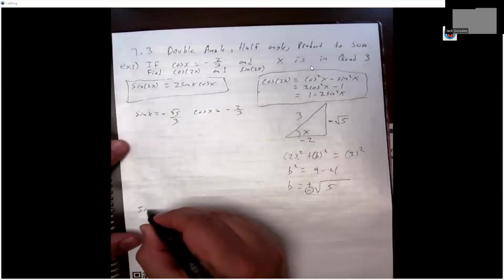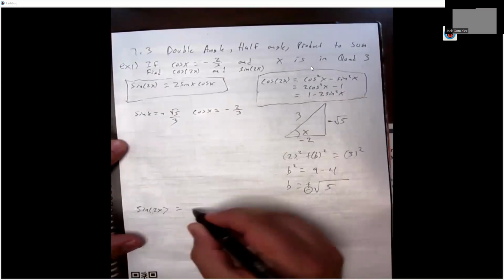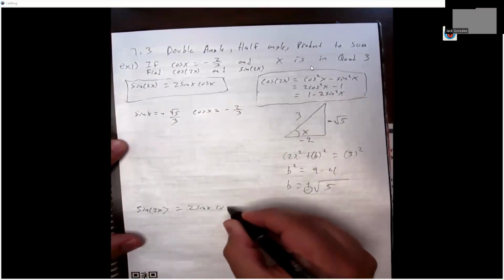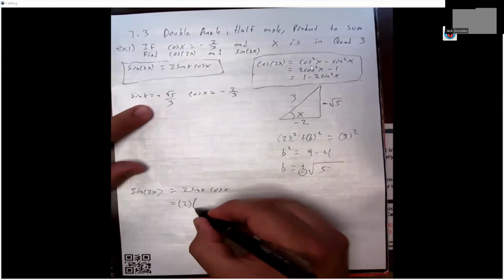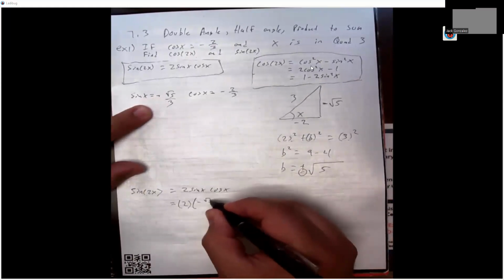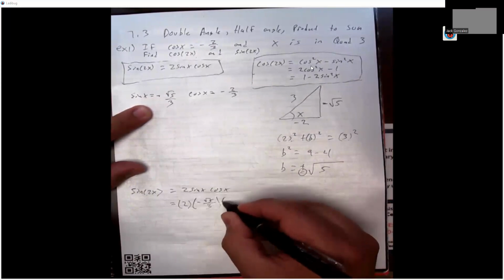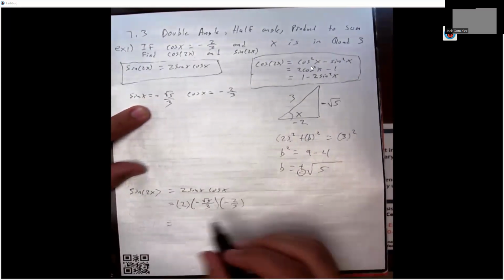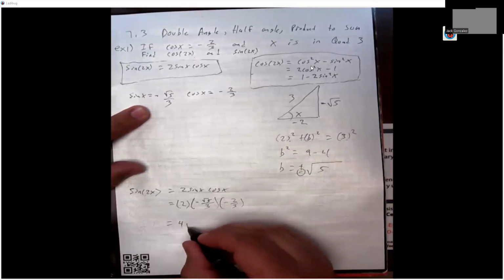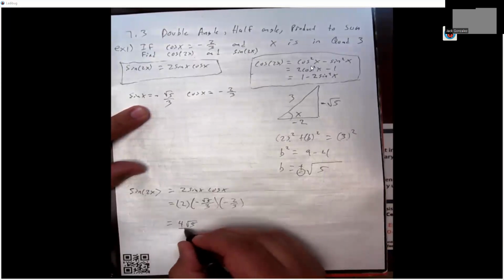So now we can answer the question, right? I'll just go ahead and write them on the bottom. Sine 2x is equal to 2 sine cosine. So that answer will be 2 times the sine times the cosine. So that will be positive 4 root 5 over 9.